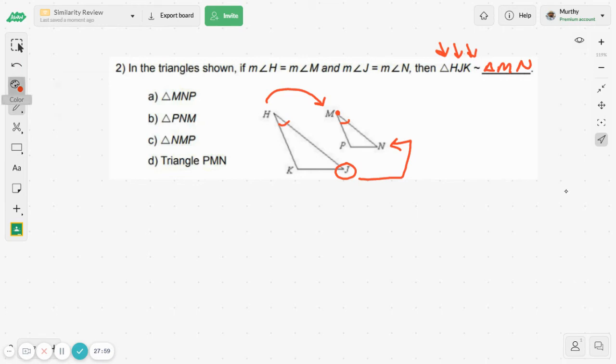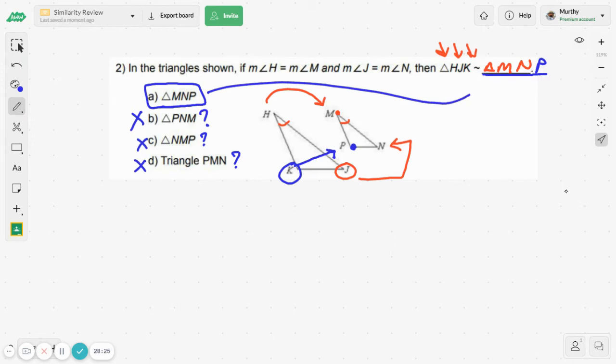So the corresponding vertex of K, I see that here it is P. So it is M, N and P. So triangle MNP. Is it PMN? No. NMP? No. Triangle PMN? No. And I see that this is matching with our working. Therefore, option A is going to be the correct answer.